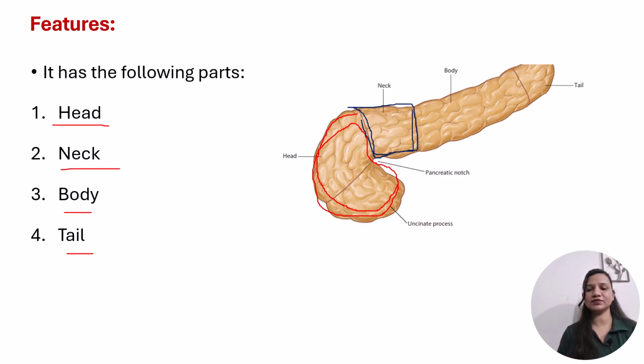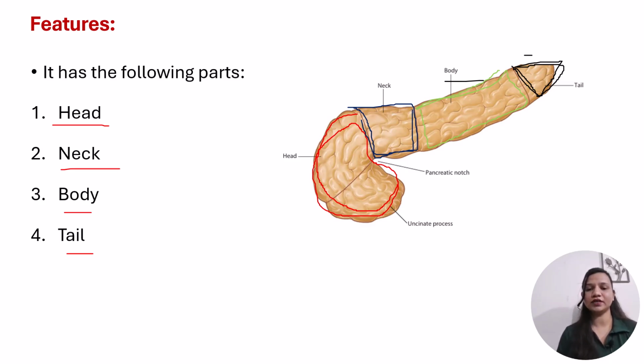Then there is the body of the pancreas, this portion. After the neck there is the body, and after that the end portion at the left side is the tail of the pancreas, which is related with the spleen, or gets attached to the spleen. So the pancreas has 4 main parts: first the head, next the neck, then the body, and finally the tail.